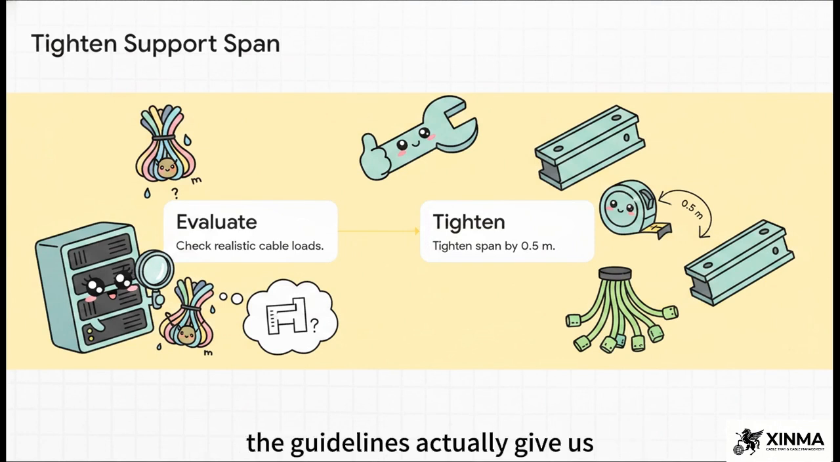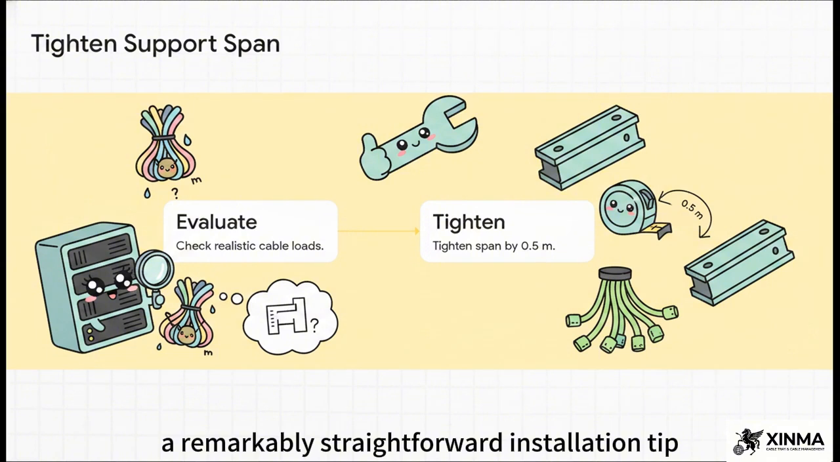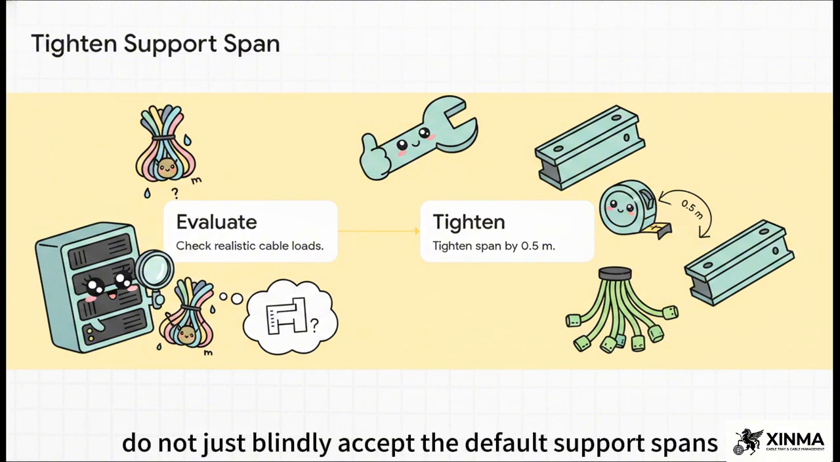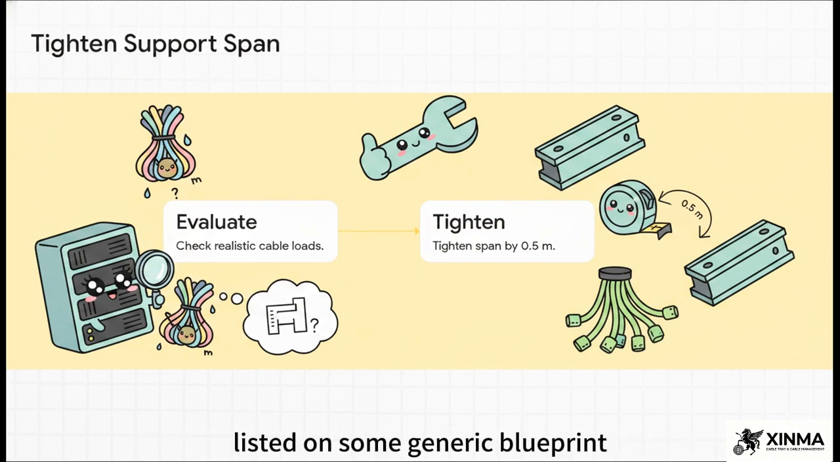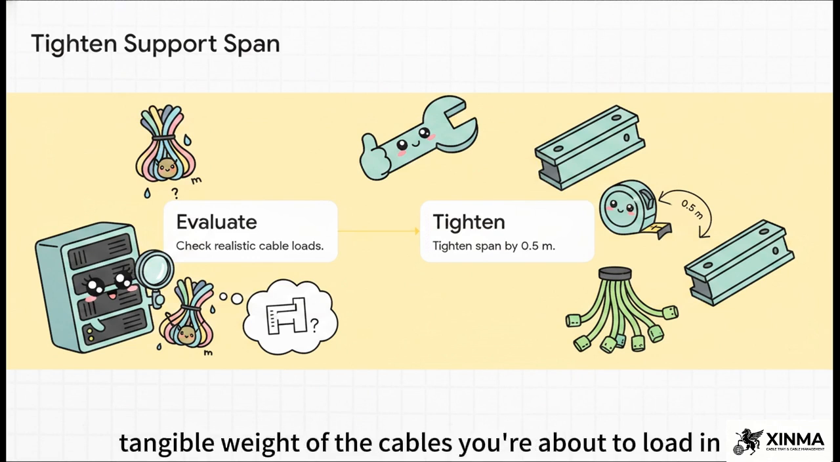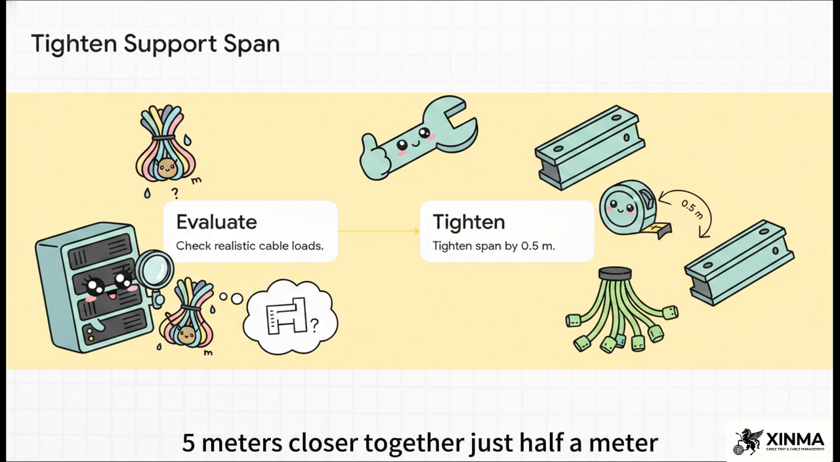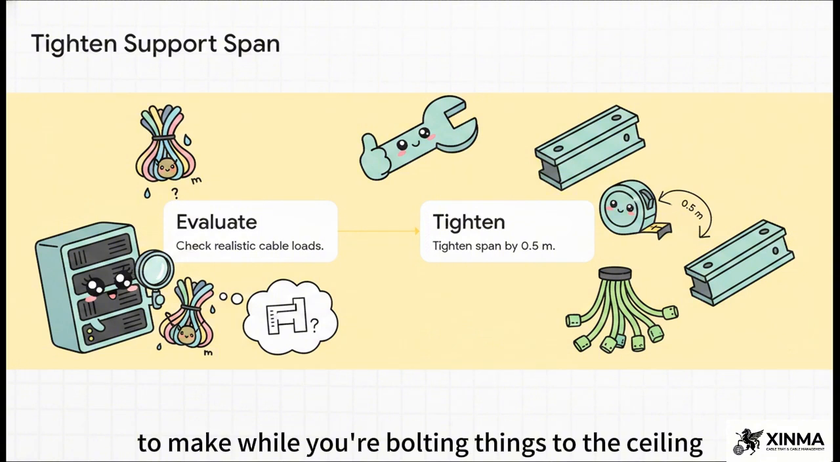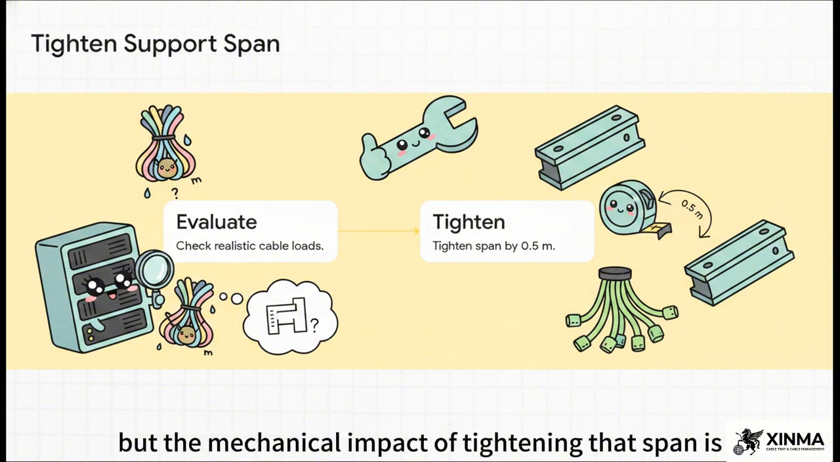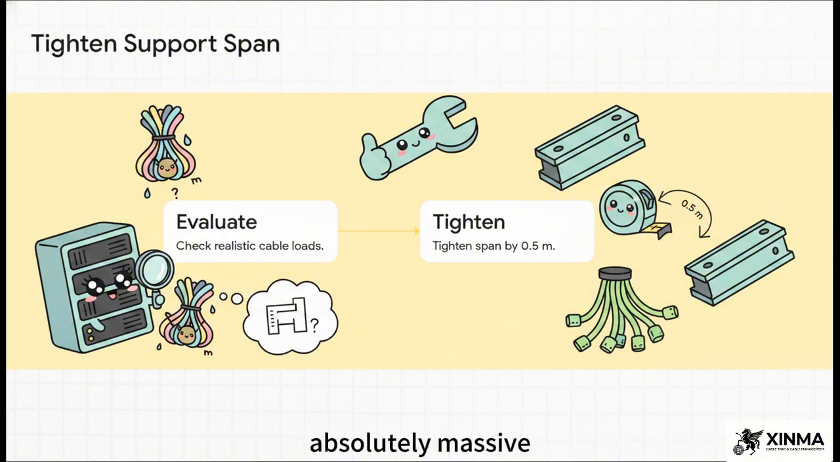The guidelines actually give us a remarkably straightforward installation tip. Step 1, do not just blindly accept the default support spans listed on some generic blueprint. Actually look at the real, tangible weight of the cables you're about to load in. And step 2, simply move the support brackets 0.5 meters closer together. Just half a meter. It seems like such a tiny, almost insignificant tweak to make while you're bolting things to the ceiling, but the mechanical impact of tightening that span is absolutely massive.